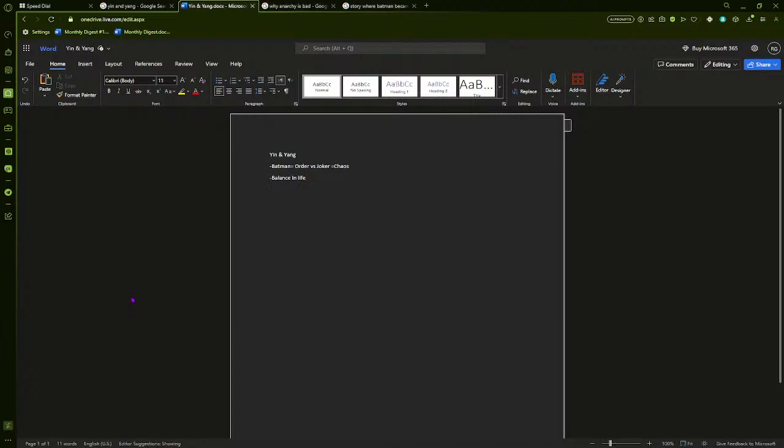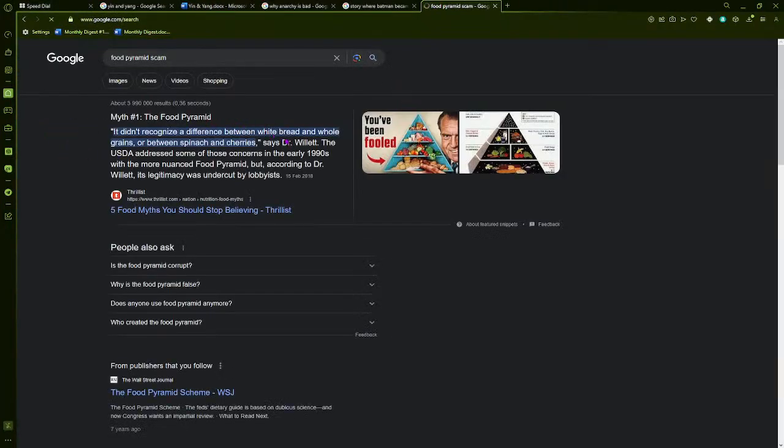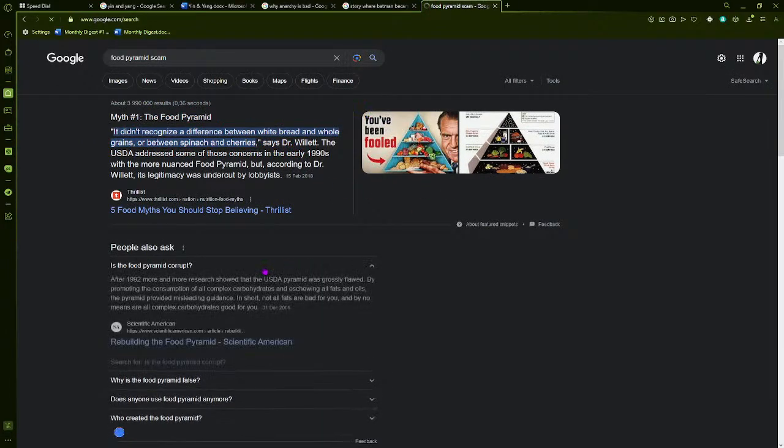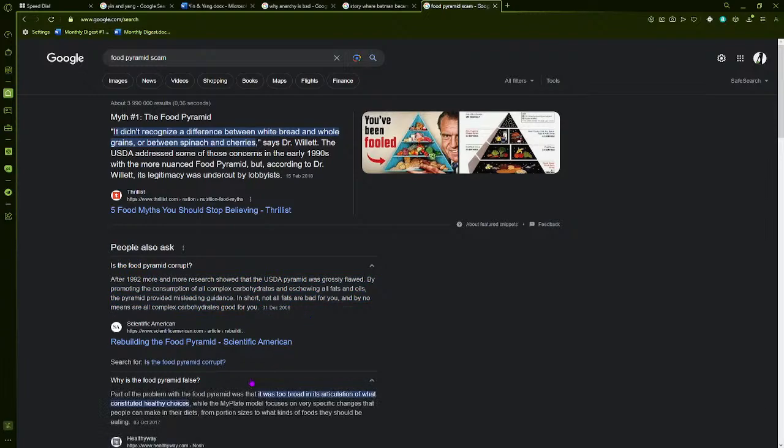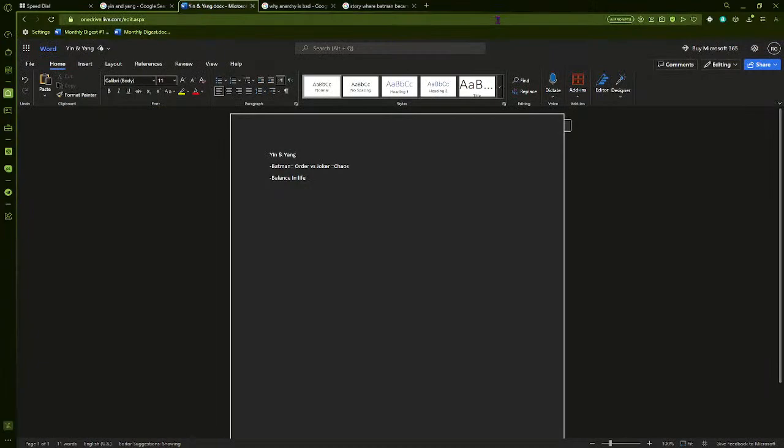A good balance. It would be like the way you eat your food. Fun fact, actually, this food pyramid doesn't recognize the difference between white bread and whole bread. It isn't an actual thing. It's completely flawed. It's a crazy thing, I know, but you still need a good balance of it all.